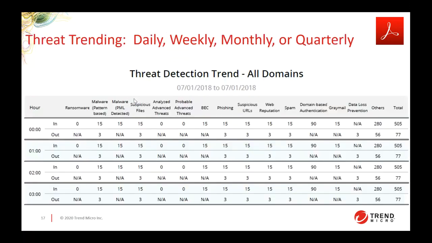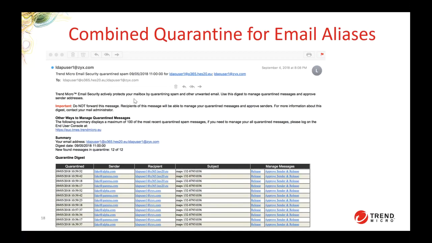So yeah, this is how the daily, weekly, monthly, or quarterly threat detection trend report will look like. So how many mails are getting blocked? For example, during the hour 12 a.m., 15 mails are blocked using the suspicious URL. 15 mails are blocked using phishing. Like that, you will get complete details of everything.